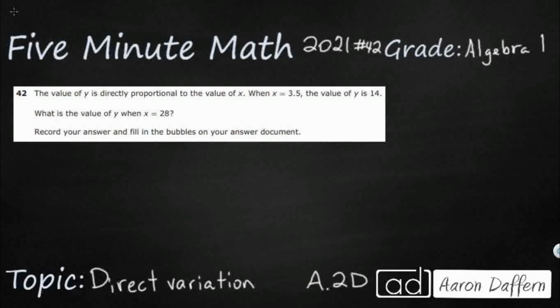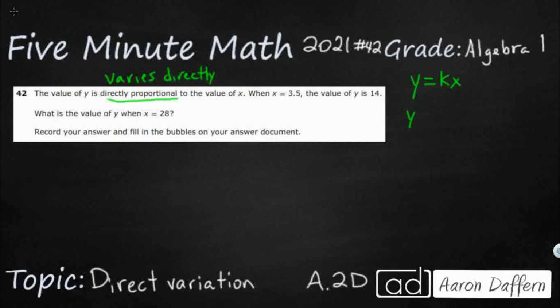So we just have a very simple statement. The value of y is directly proportional to the value of x. Sometimes it will say directly proportional, sometimes it might say varies directly. Either way, we are going to be using this formula right here, y equals kx. When it says directly proportional or varies directly, this y equals kx is called direct variation.